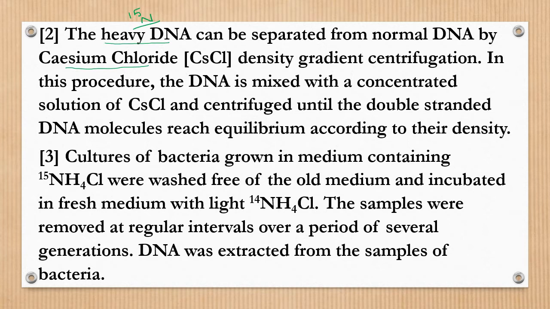Why? Because the normal DNA consists of N14, and to separate it they need to increase the density. To increase that density, they use cesium chloride, and then they do density gradient centrifugation. That means they are separated based on density.